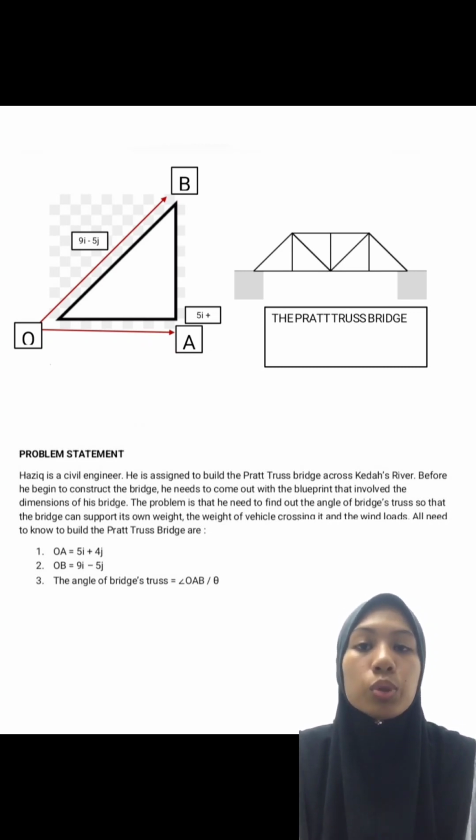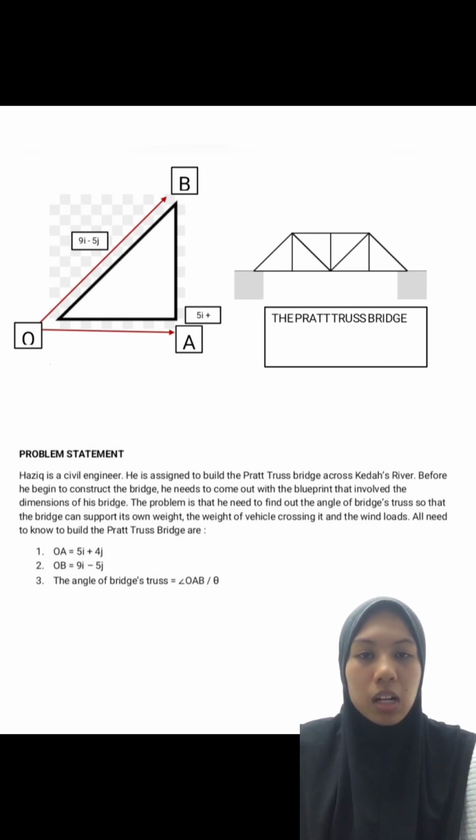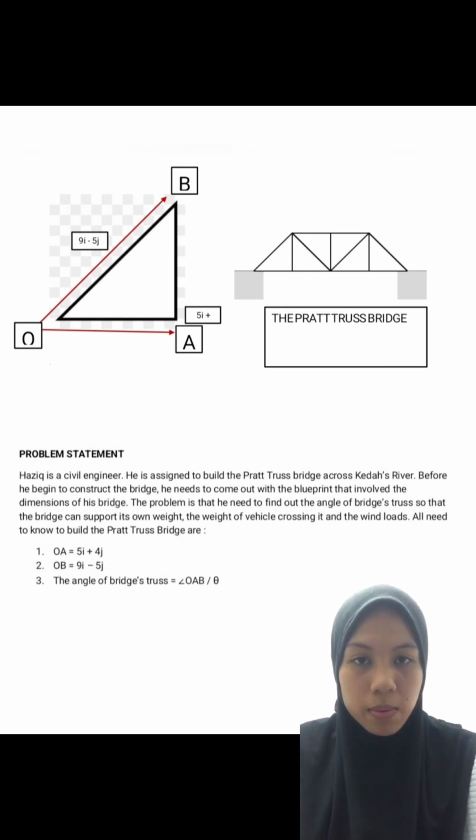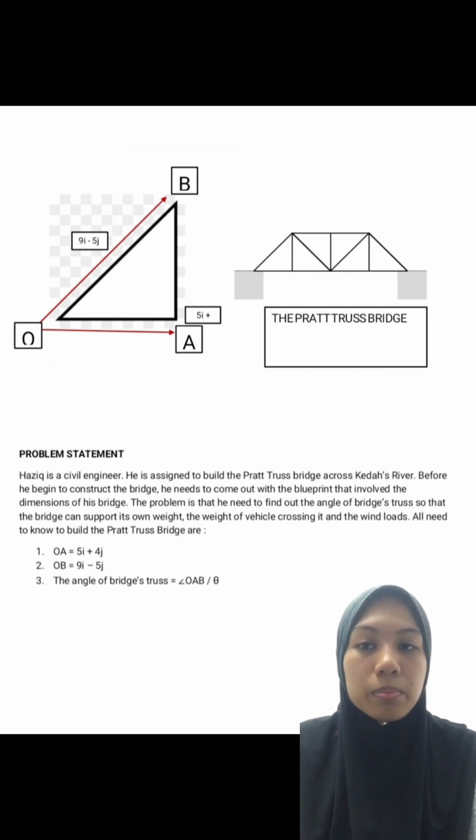All he needs to know to build the Pratt Truss bridge are: number one, the length of the base OA is equal to 5i plus 4j. Number two, the length of the base OB is equal to 9i minus 5j. And number three, the angle of the bridge truss, equal to angle OAB.